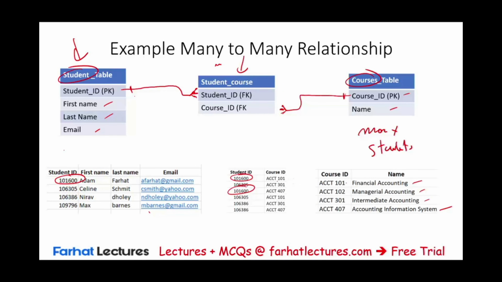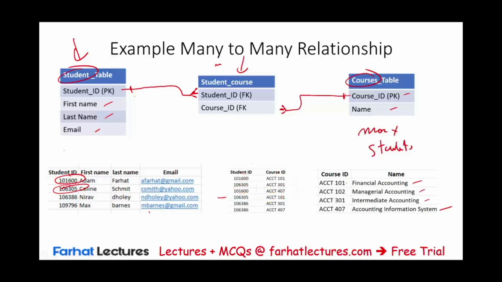101-600 is enrolled in financial accounting and enrolled in 407, accounting information system. Also 106-386, which is Nirav. Also Nirav is enrolled in intermediate. Let's take a look at somebody who's enrolled in 101. 106-305, Celine, is also enrolled in 101, same as Adam. So notice a student is enrolled in more than one course, and in one course we have multiple students, for example, Adam and Nirav.